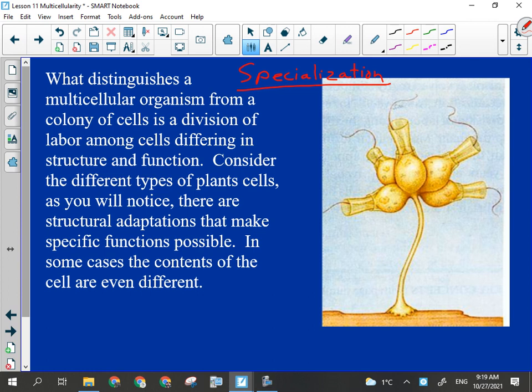Specialization. Specialization means that you have some cells that do this job, and you have some cells that do that job. Those cells look different because they're specialized to do that thing. Can they do other things? Yes, but they're specialized to do this job. That's the defining characteristic of a true multicellular organism.